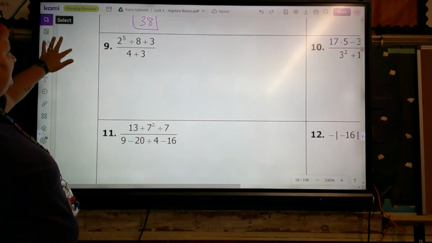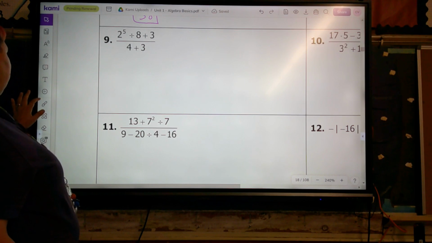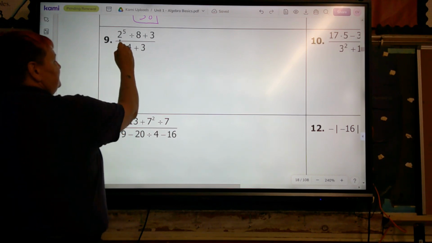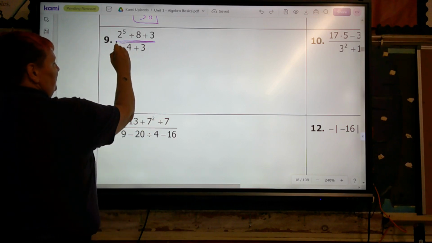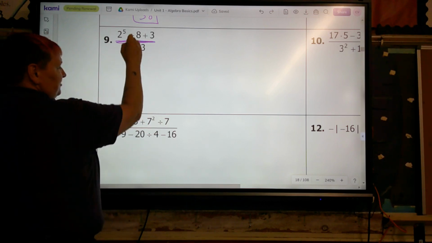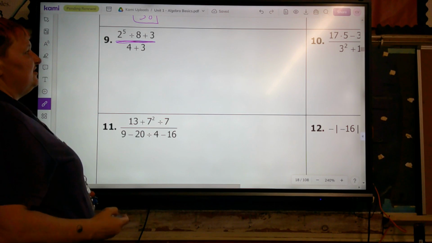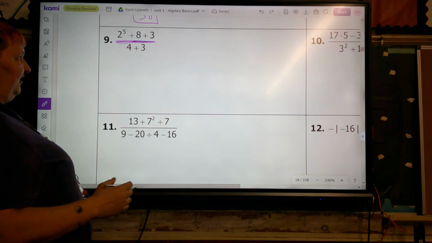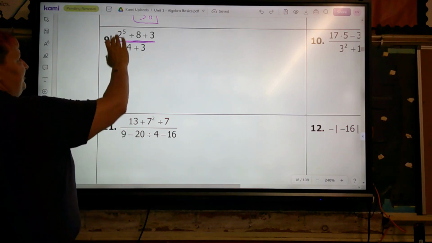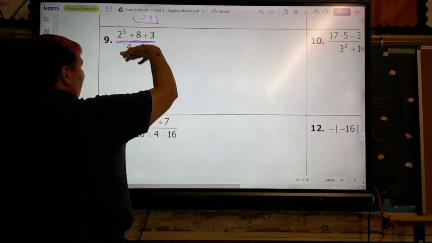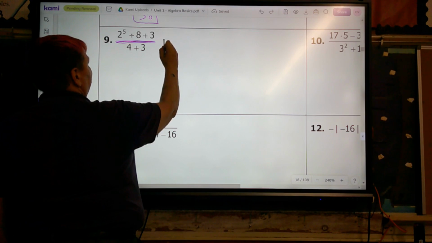Right? This one's going to be interesting. This is considered a grouping symbol because there are multiple terms on the top or the bottom. So we actually have to be very, very careful with that. Let's see if we can get rid of anything on the top or the bottom before we move any further.